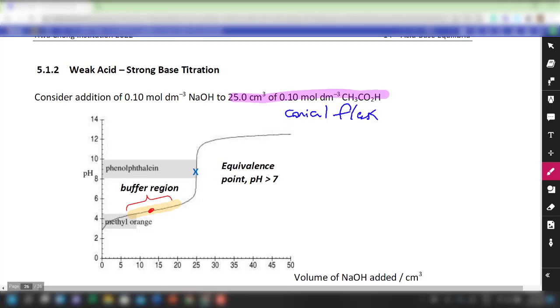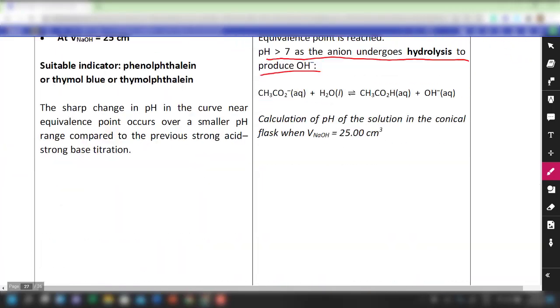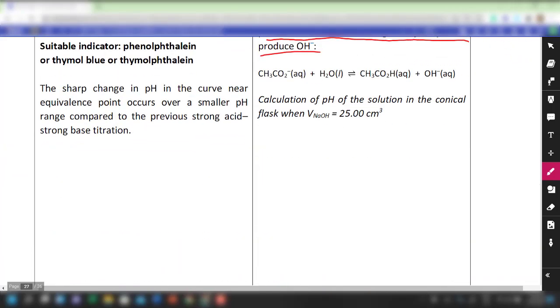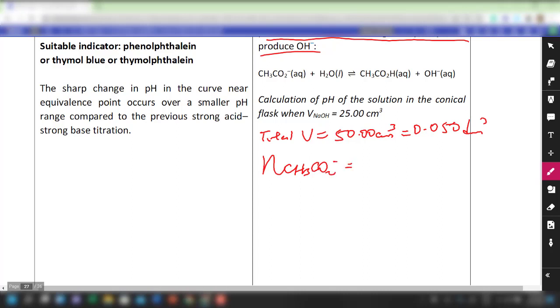From here I can easily determine the total volume. The total volume at the end of the day is 50.00 cubic centimeters, or in terms of dm3, 0.050 dm3. Then the number of moles of ethanoate I have in the system will be the same as the amount of ethanoic acid I had in the beginning.